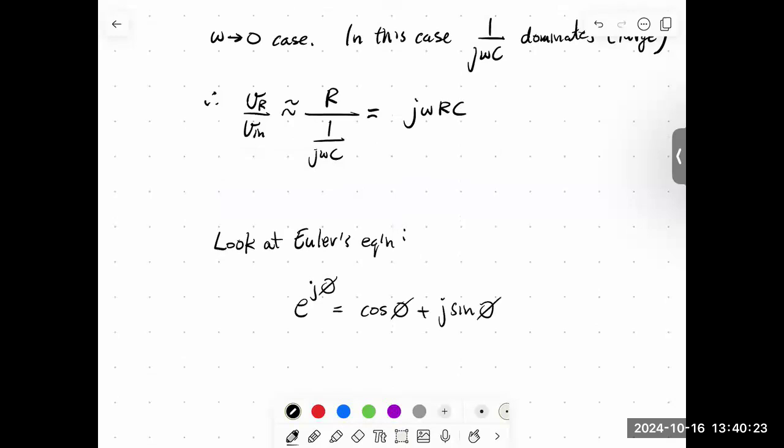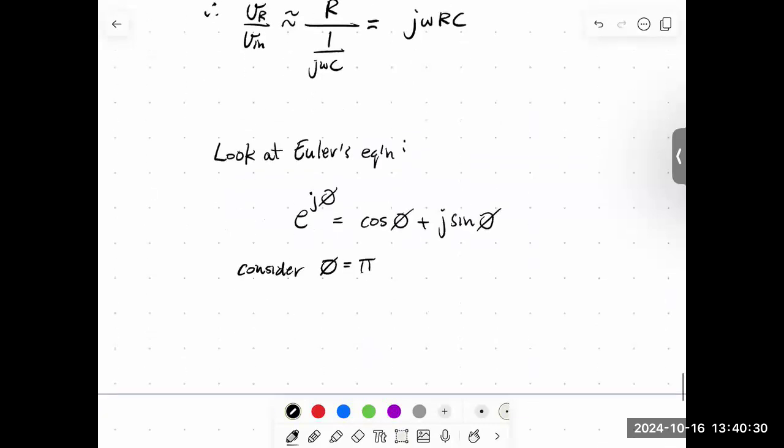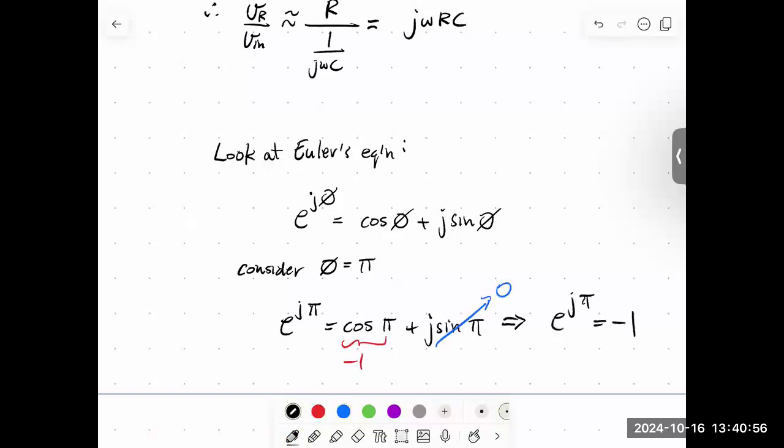So let's consider phi is equal to pi. All I'm going to do is wherever I see phi, I'm going to put pi. e to the j pi is equal to cos of pi plus j sine pi. All right, what's sine of pi? 0. And cos of pi, -1. And so there it is. We end up with e to the j pi is equal to -1.